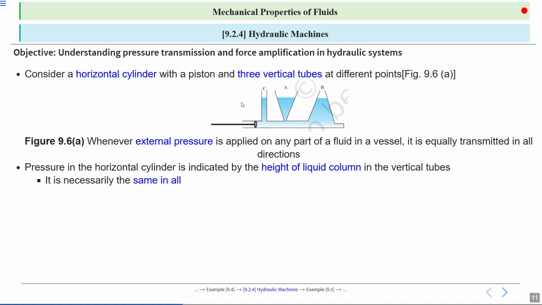So it's important to note that the pressure is the same in all vertical tubes. Alright. So tube A, tube B, and tube C. Pressure is the same in all vertical tubes. This uniformity is a key characteristic of fluid pressure in a closed system, demonstrating how pressure is evenly distributed.